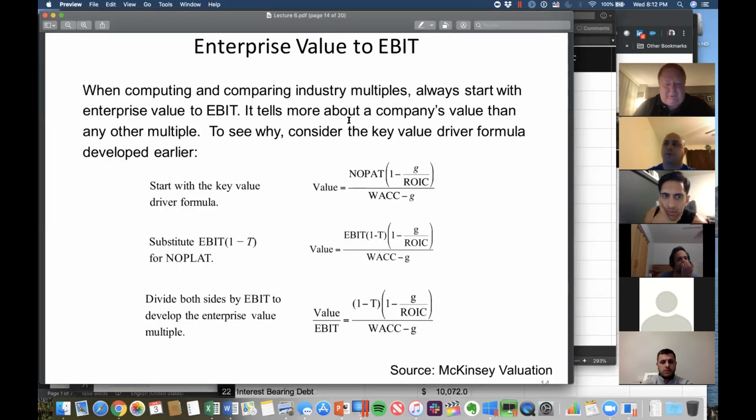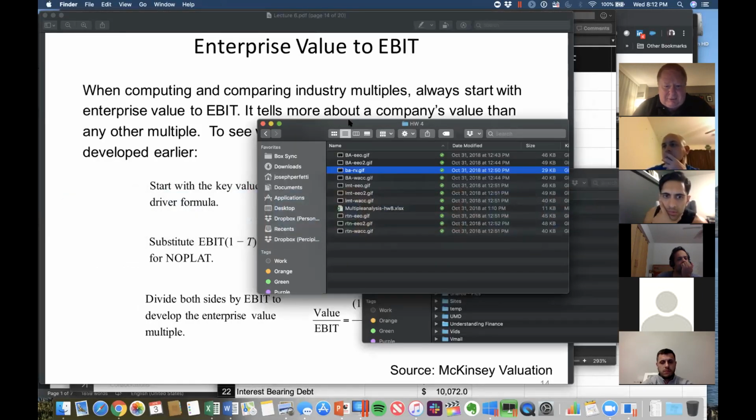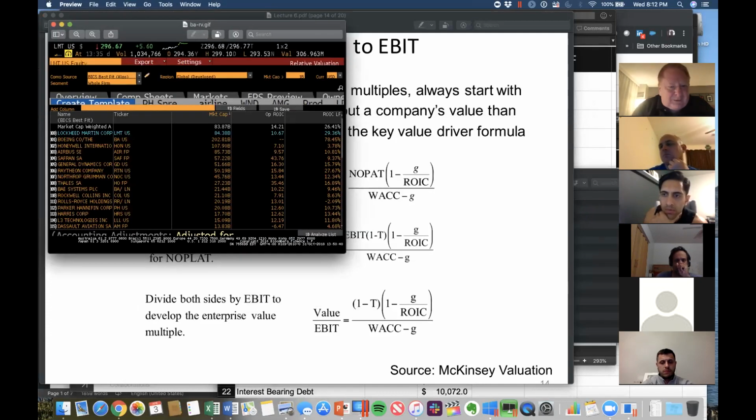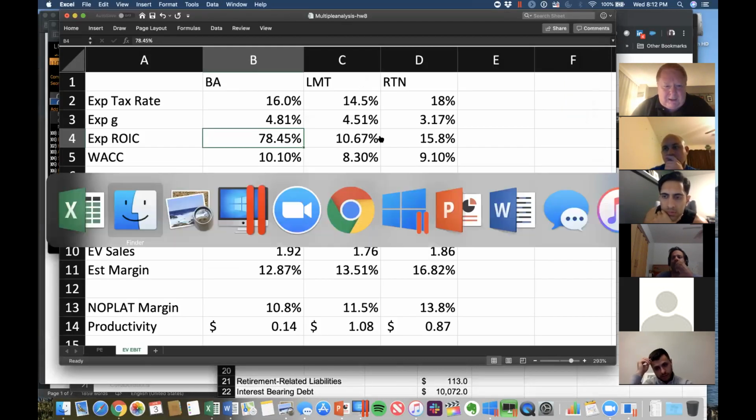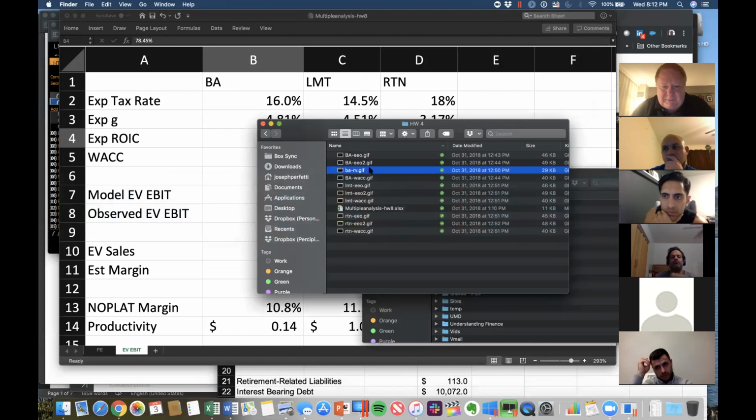Yeah, so, well, let me look here. It was the operating ROIC that I'd given you. Operating ROIC for Lockheed was 10.67, so that's what I have here. And for Raytheon it was 15.8.